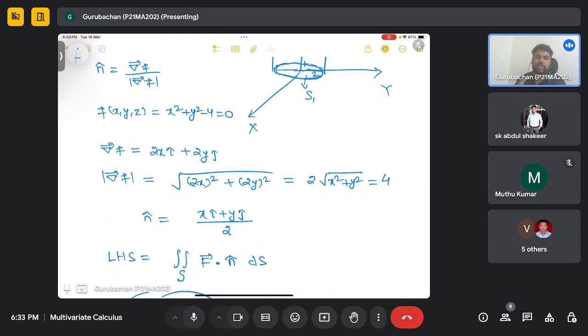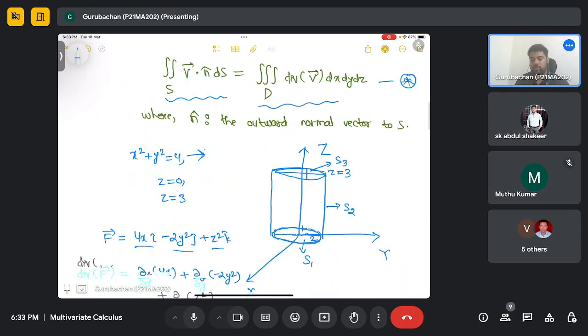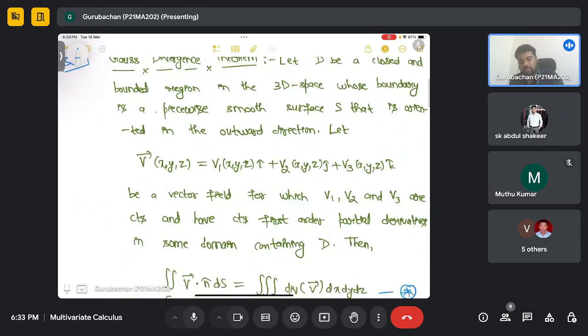Why are we having different answers? Sir, the bottom surface and the top surface will be added. Good, S1 and S3. Yes. This is because it has been given that the 3D space has a boundary, a piecewise smooth surface S. So we have to consider all of the surfaces.